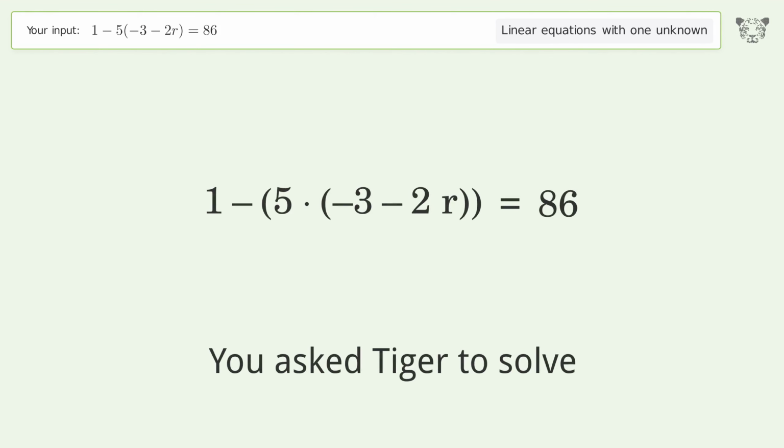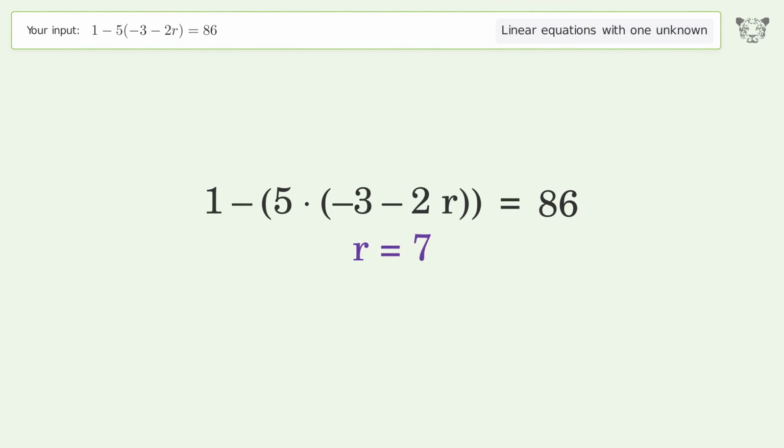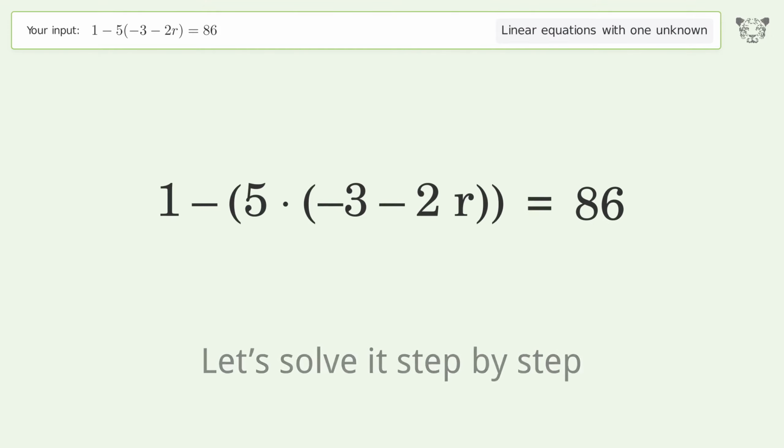You ask Tiger to solve. This deals with linear equations with one unknown. The final result is r equals 7. Let's solve it step by step.